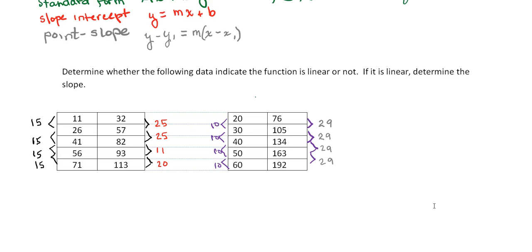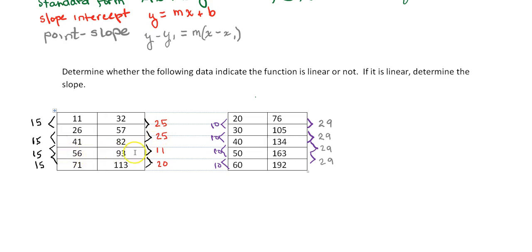So determine whether the following data indicate the function is linear or not. And I've gone ahead and figured out the values to see whether or not they're the same. So here, if we take a look at this one to this one, we have 25. The second one to the third one, we have 25. So far, it's looking like it might be linear.